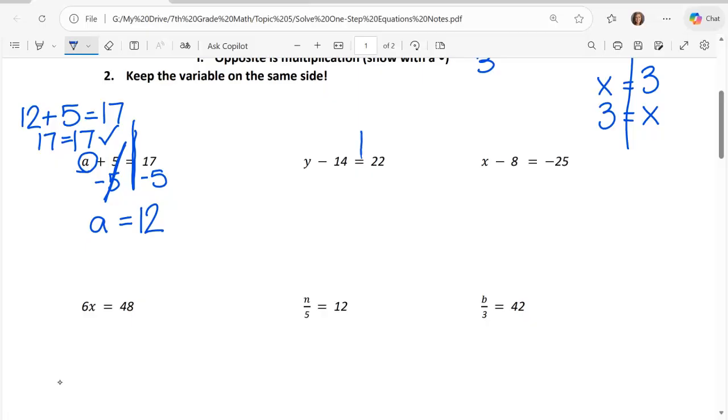Okay, let's try the next one. So we draw our line. To get y by itself, I need to get rid of that minus 14. Remember, we always do the opposite. So the opposite of subtracting 14 is adding 14 to both sides.